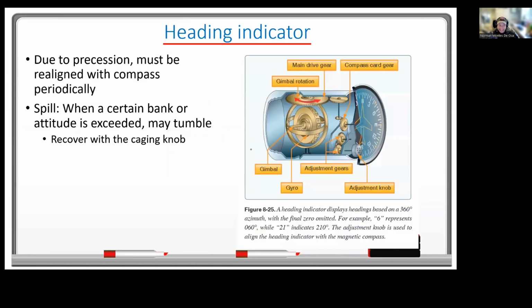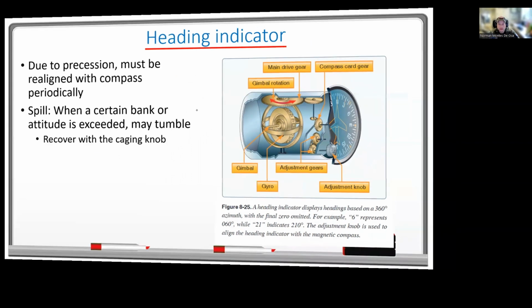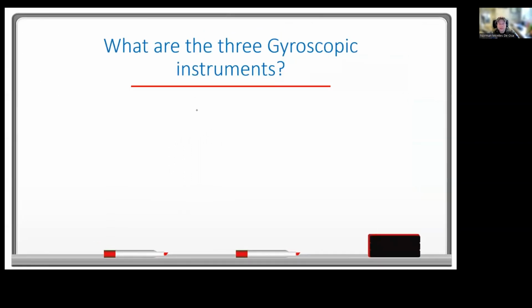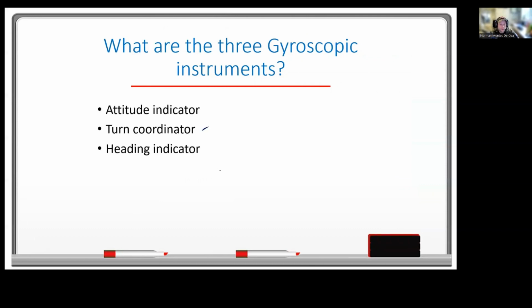And then there's the heading indicator, our third gyroscopic instrument. Now, due to precession, this instrument has to be reset every few minutes, or about every 15 minutes, with our compass. And if we ever maneuver too aggressively and it spills, we can recover it by using the cage knob. Now, what are the three gyroscopic instruments? Our attitude indicator, turn coordinator, and heading indicator.